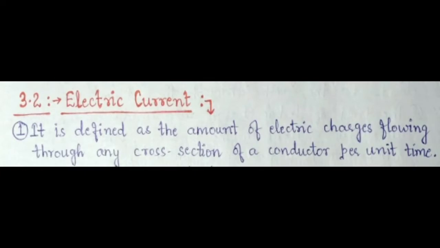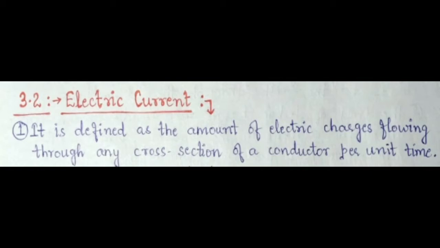Now the next topic which we are going to start today is topic number 3.2, and the name of the topic is electric current. Here in the first point comes the definition of electric current, that is, how you can define electric current. It is defined as the amount of electric charge flowing through any cross section of a conductor per unit time. This definition is important from the exam point of view.